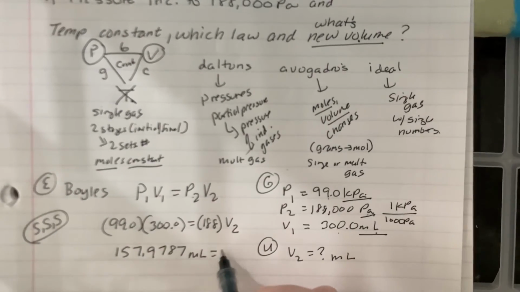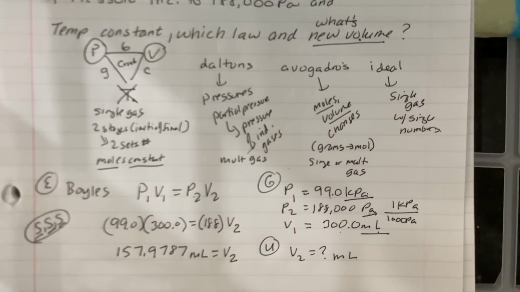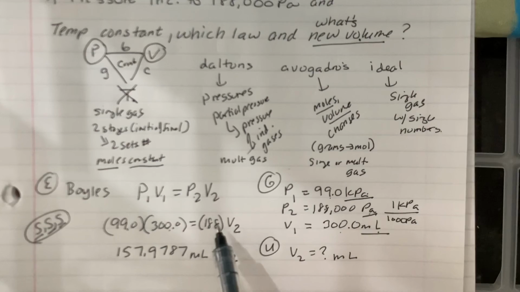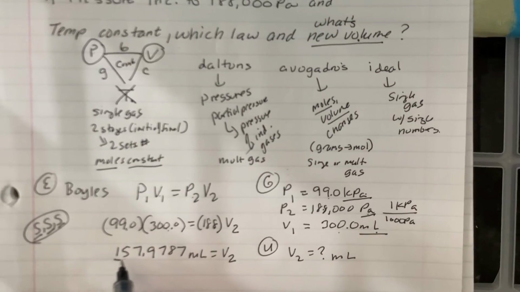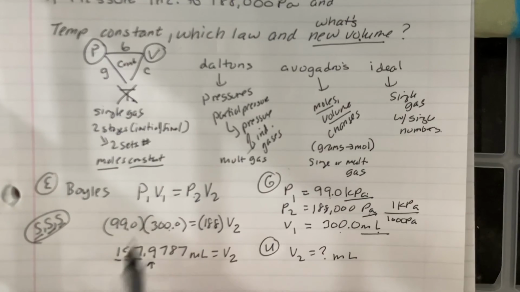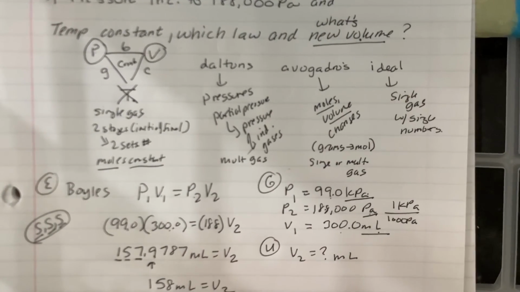What are my units for volume? Milliliters equals volume 2. I substituted, I solved, and now I have sig figs. 3 sig figs, 4 sig figs, 3 sig figs. So my answer can only be 3 sig figs. The 9 tells me I'm going to round up my 3 sig figs to 158 milliliters.